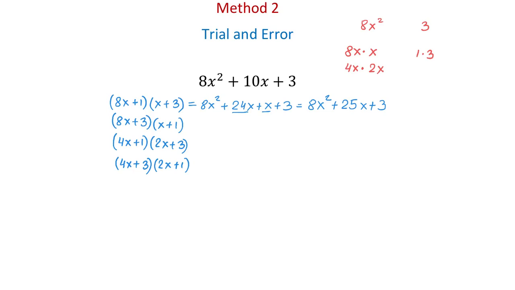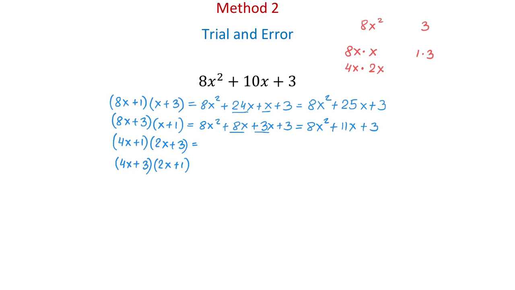Let's continue with the second product. 8x times x is 8x squared. 8x times 1 is 8x. 3 times x is 3x, and 3 times 1 is 3. If we add the like terms, the answer will be 8x squared plus 11x plus 3. As we see that this one is not the same as the one we started with. Let's continue with the third one.